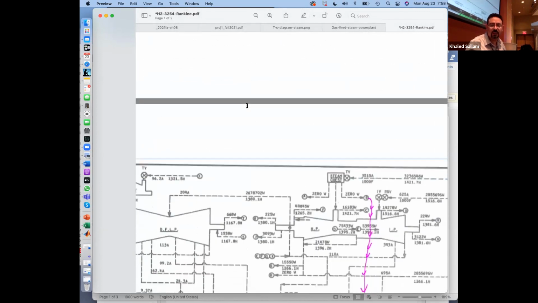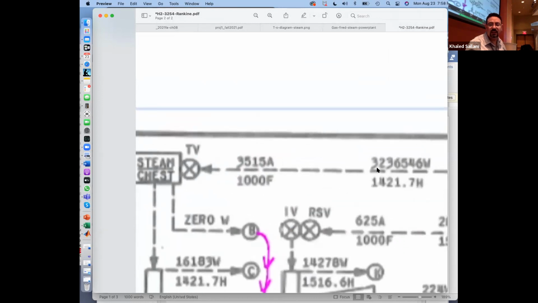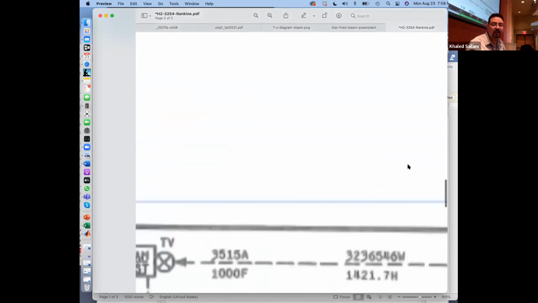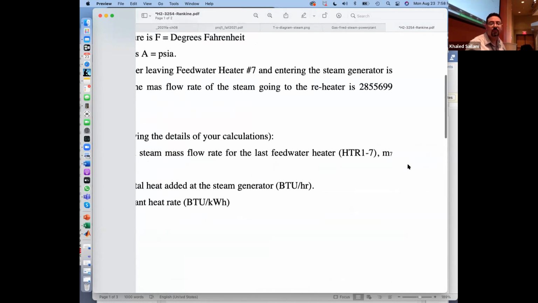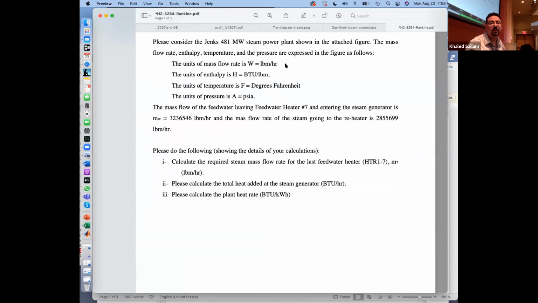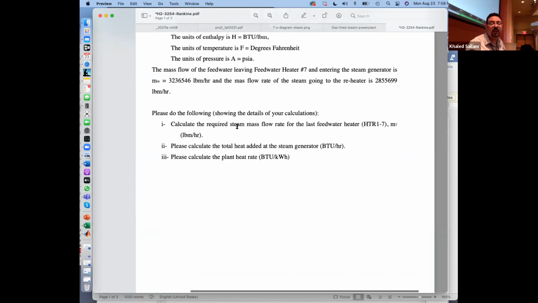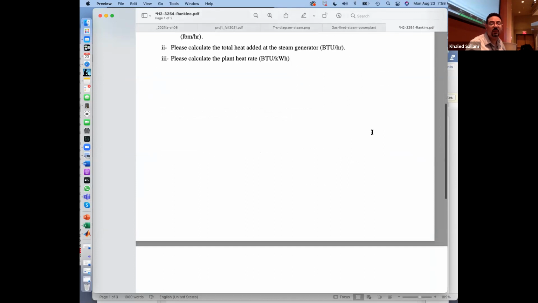When, for example, it says the W is 3 million, what's that? That's the mass flow rate in pounds per hour. Pounds per hour, that's W. Okay, the H is BTU per hour. So what is required? Calculate the required steam flow rate for the last feed water heater, number 7.